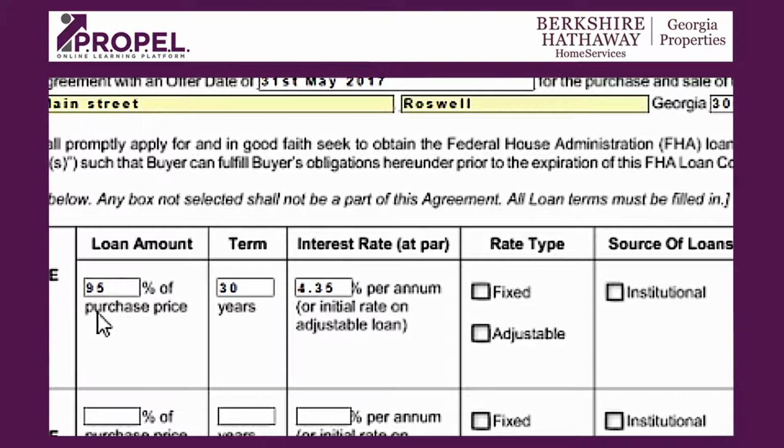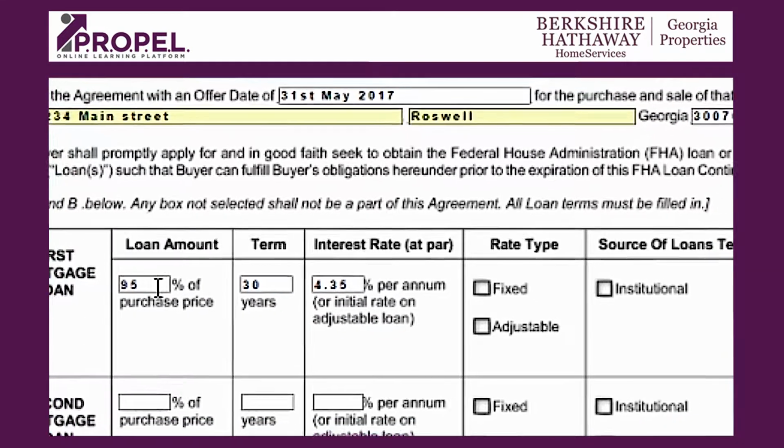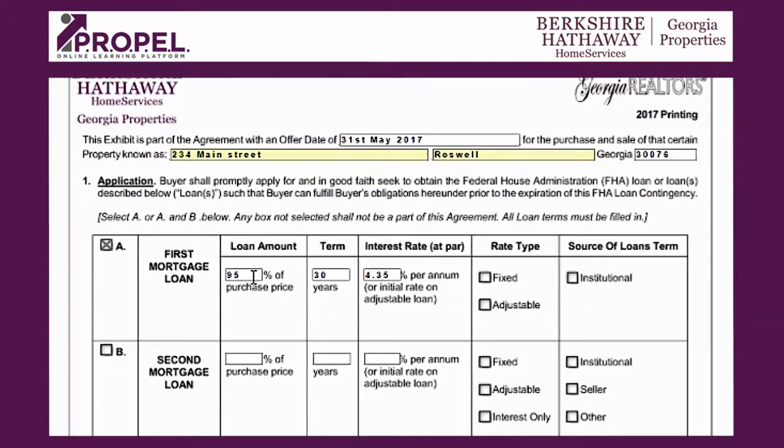So again, the more that a buyer is risking and putting in towards getting their loan, the happier a seller is. So if you had two offers and one was at 95% loan and one was at 80%, as a seller, they might want to take the 80% because the buyer has more risk involved in it. So just kind of keep that in mind.